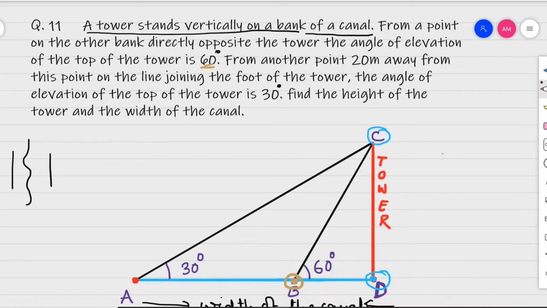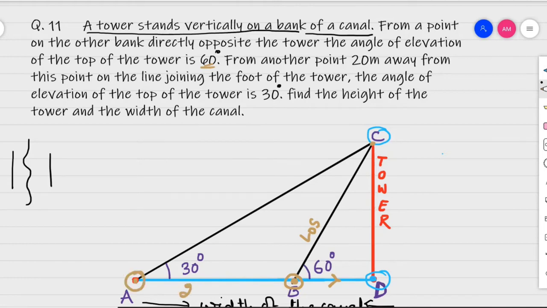That means this black line is the line of sight. And when this black line is a line of sight, you have to join BD so that it becomes your horizontal line. Now this horizontal line along with your line of sight is making an angle of 60 degree with the top of the tower. Angle of elevation means your line of sight is towards the upper part. You are looking up.